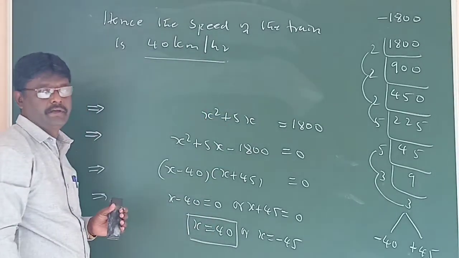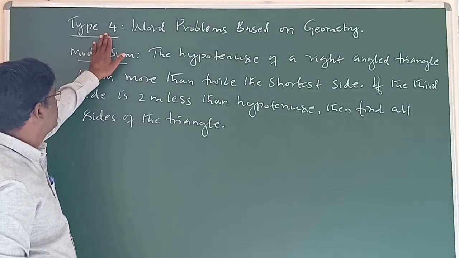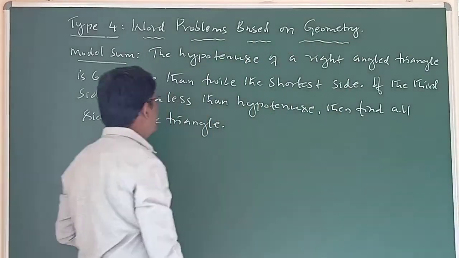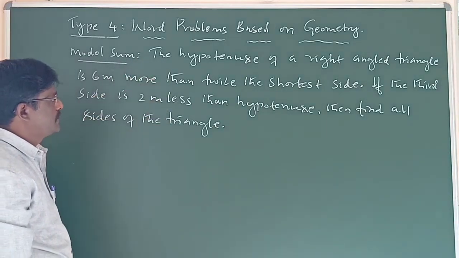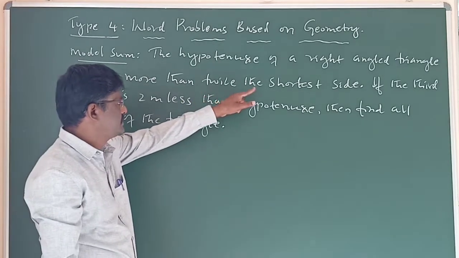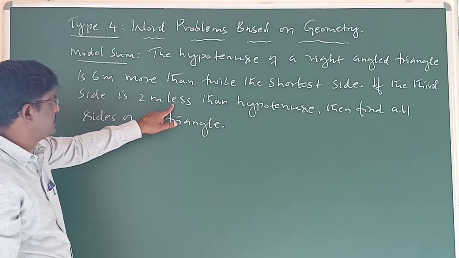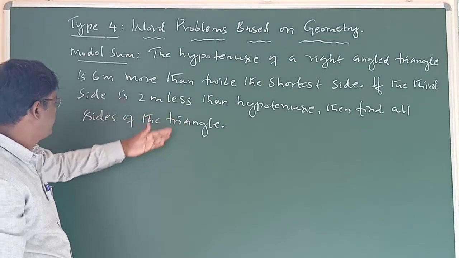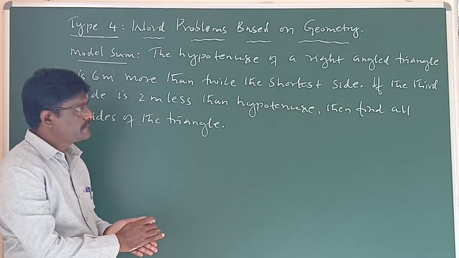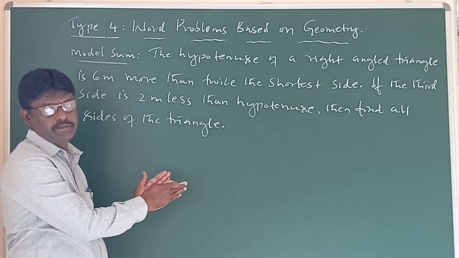Now we shall take one more type. Now we shall take another type, that is word problems based on geometry. One model sum. The hypotenuse of a right angled triangle is 6 meter more than twice the shortest side. If the third side is 2 meter less than the hypotenuse, then find all sides of the triangle. So it is a convenient one. Let us assume the shortest side as x. Then it is easy to compare from that one.